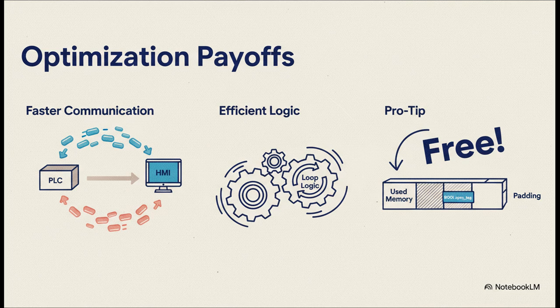And this isn't just about saving memory. Smaller UDTs mean smaller data packets, which leads to faster communication with your HMIs. It also unlocks some incredibly powerful and efficient logic using things like indirect addressing. And here's one last pro tip for you. If you optimize everything, and you still have some leftover space in a 4-byte word, throw in some spare bools. The memory is already allocated anyway, so those tags are essentially free.